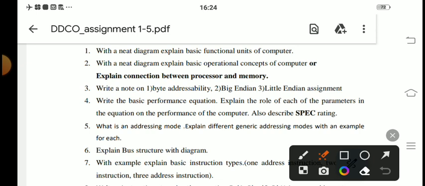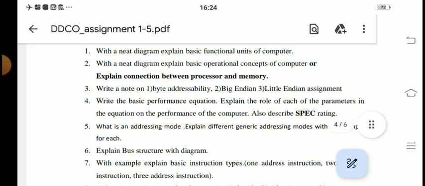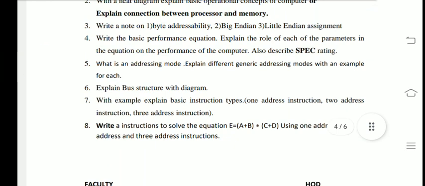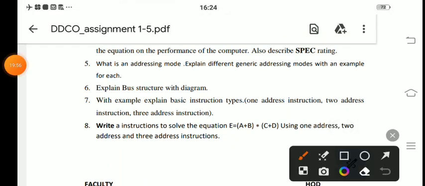Okay, next, the fourth question, it is related to specification. The fifth question, the addressing modes. Explain the different addressing modes with an example. Here there are 8 addressing modes. While we say explain it with an example, you can write an example of just a single line. That's it. A single line for each addressing mode will be enough.